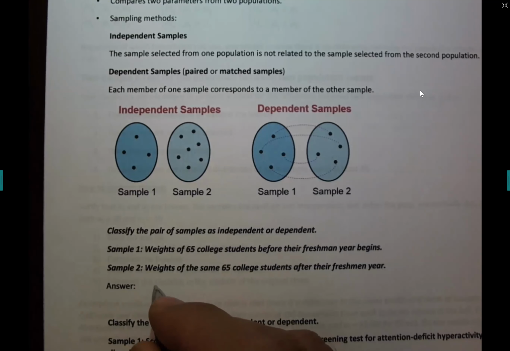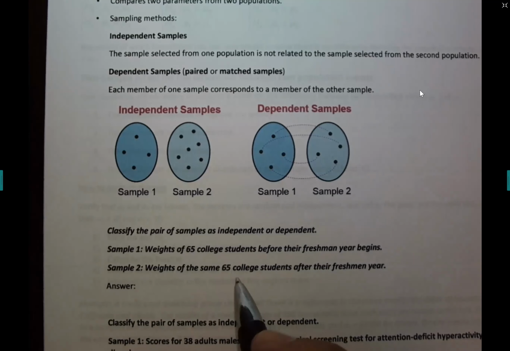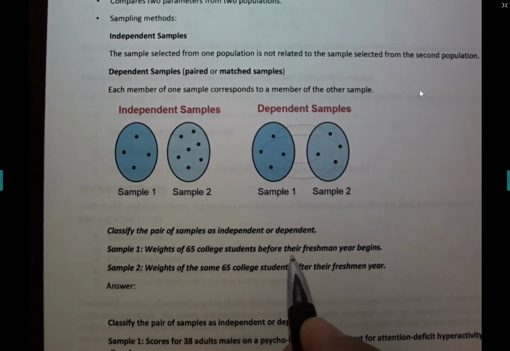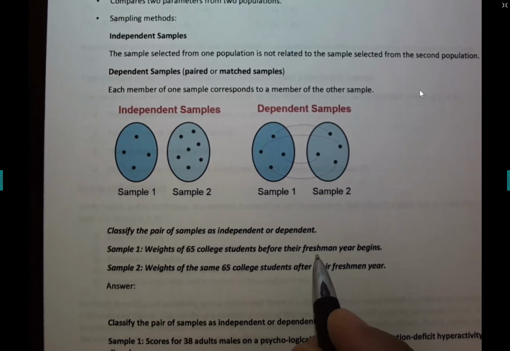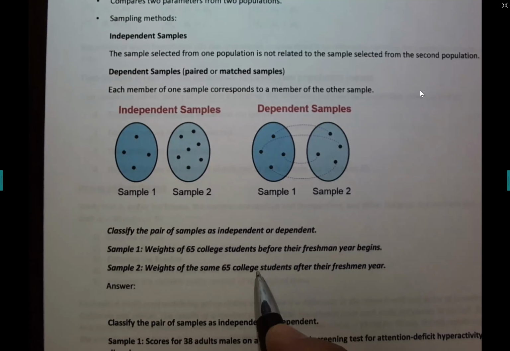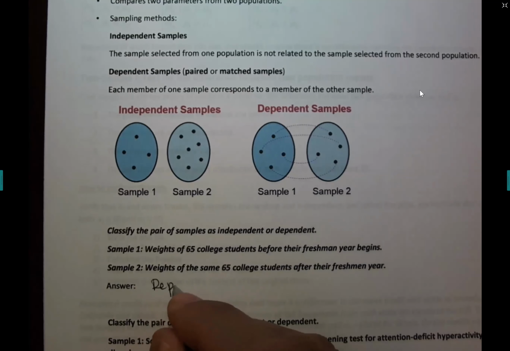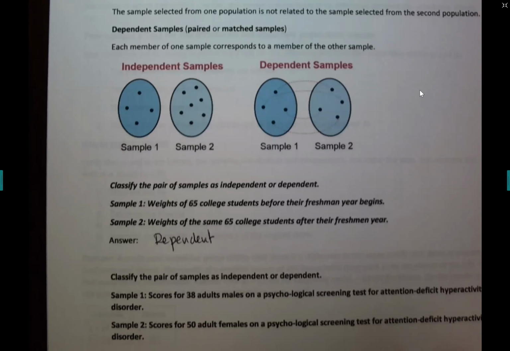Dependent? They are dependent, exactly, because it is the same person whose weight you're taking before their freshman year and after their freshman year. When it involves the same person before and after an action, they are dependent. Now let's see the next one.